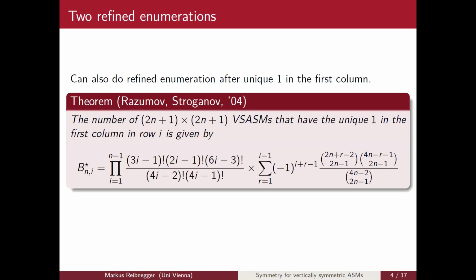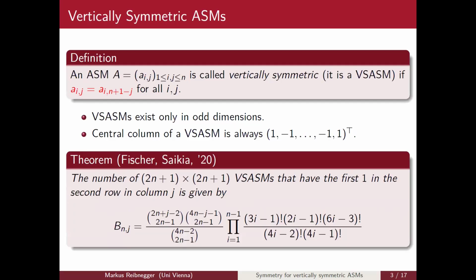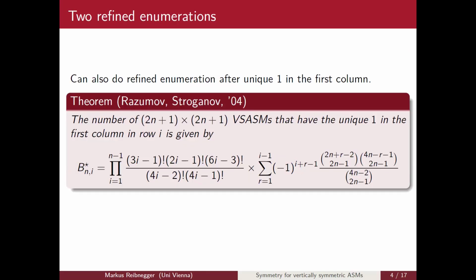So the unique 1 in the first column in row I has this formula, which is transparently very similar to the formula we have seen before, which I hope I can go back to. There you go. So this product is the same, just the prefactor looks a bit different. Exactly. I mean, this sum previously was just one of these factors. Now we have an alternating sum. But still, it's not entirely dissimilar. And this was proven by Razumov and Stroganov in the early 2000s.